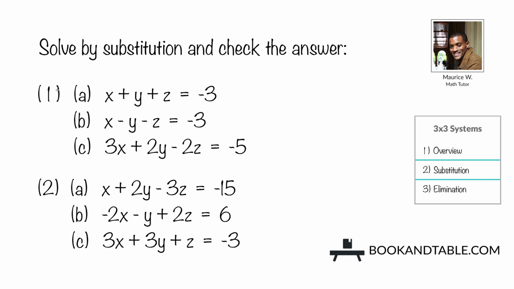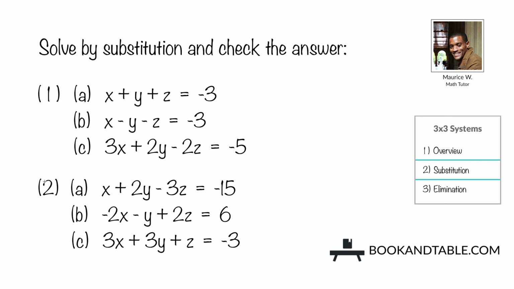Question number 1, equation A, x plus y plus z is equal to negative 3. Equation B, x minus y minus z is equal to negative 3. And equation C, 3x plus 2y minus 2z is equal to negative 5.